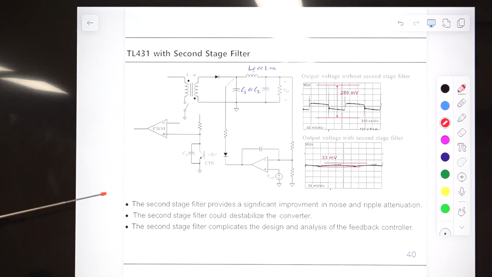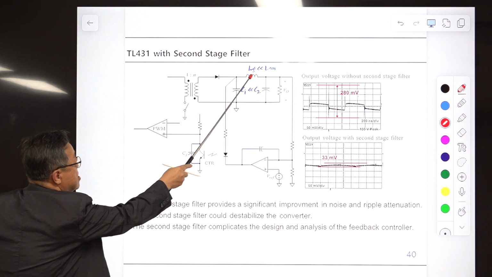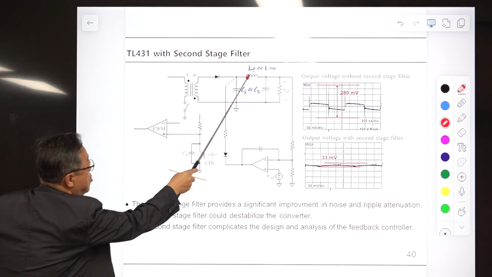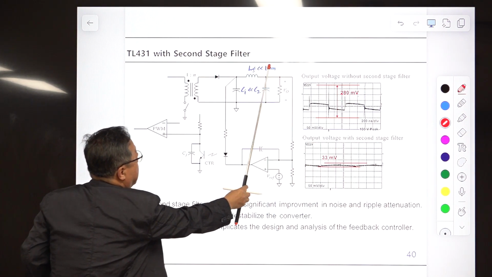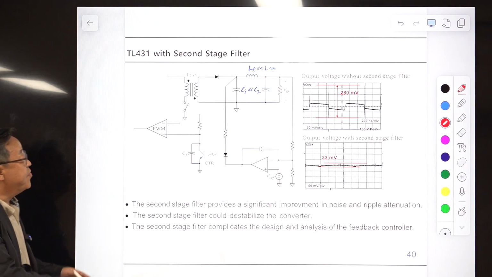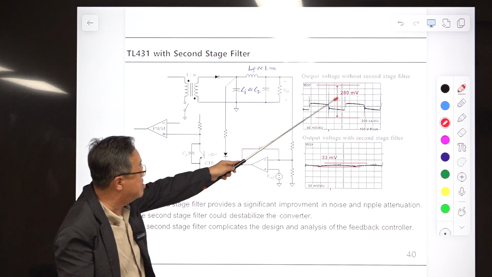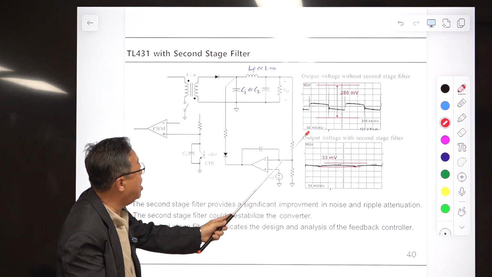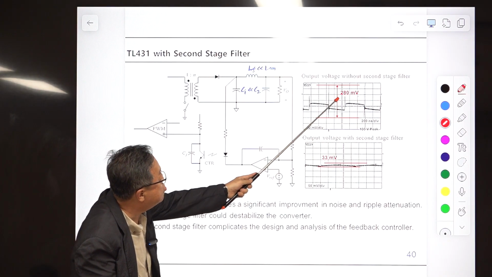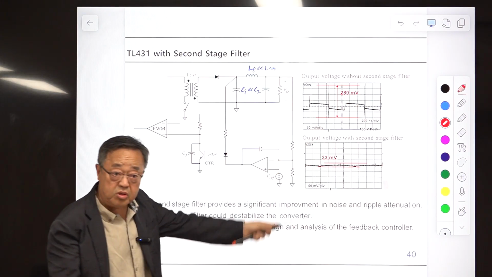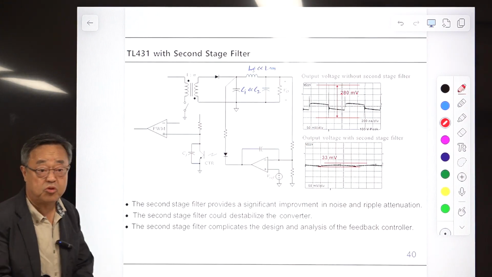This is a typical example of this flyback converter. Okay, initially they are missing. This is missing. Okay, so this is connected, and there is only one capacitor here. In that case, this is our voltage. So our voltage has large ripple, and it has a large spike, 280 millivolt, about 0.2 volt spike.